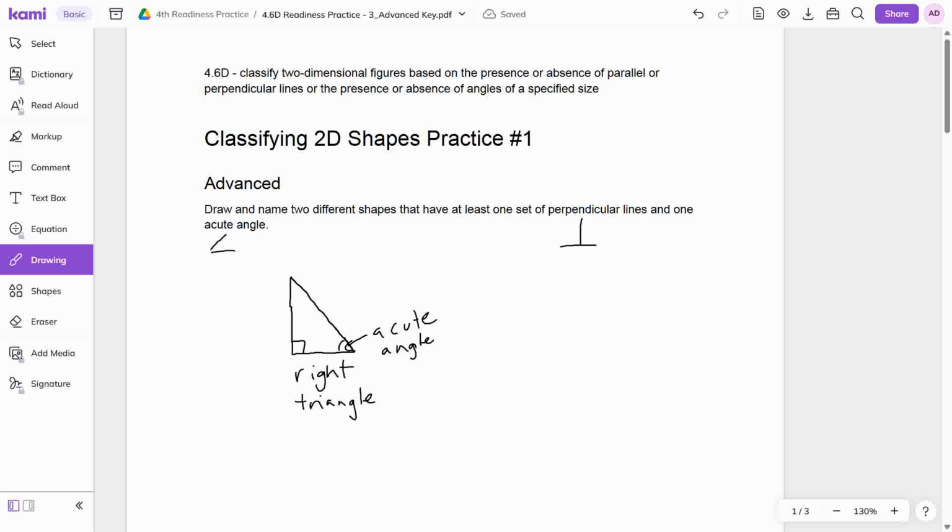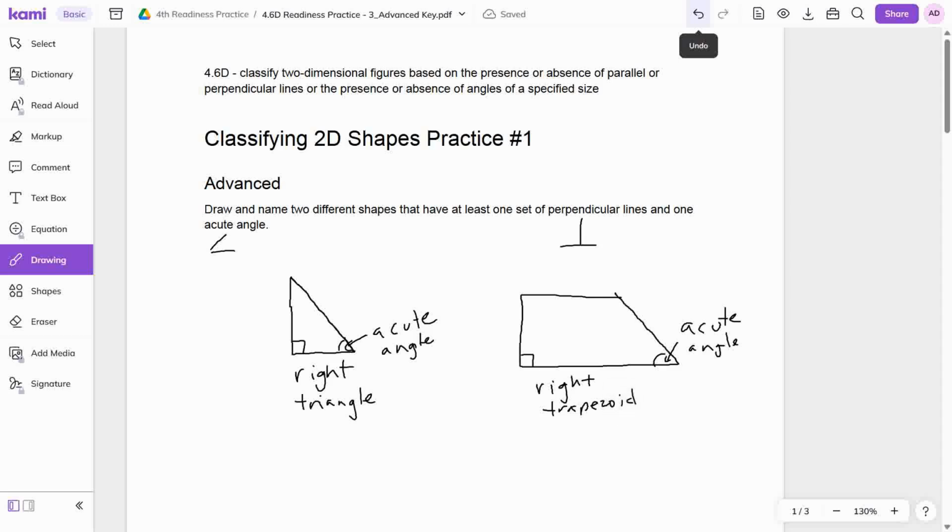We can also make a right trapezoid. Watch this. I'm going to kind of extend it like this. So it's not a regular trapezoid that we think of a lot, but we've got perpendicular lines right there, and we do have an acute angle right there. So this is a trapezoid because it is a quadrilateral that only has one set of parallel lines, but it has a right angle. So we'll call this a right trapezoid. Right, so these are two options. You might be able to think of another, but these are the first two that come to my mind.